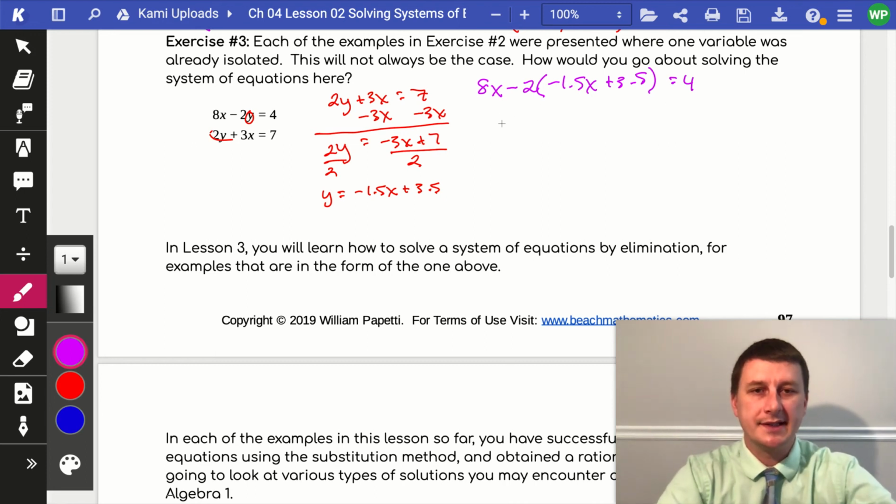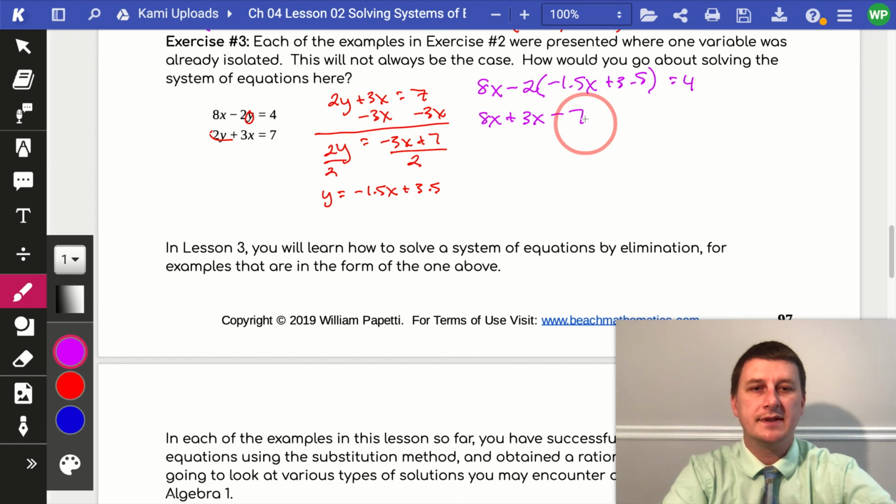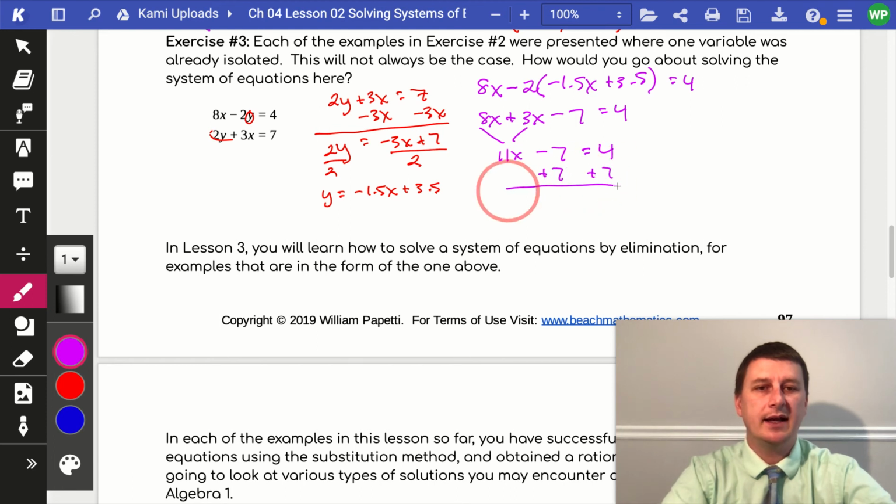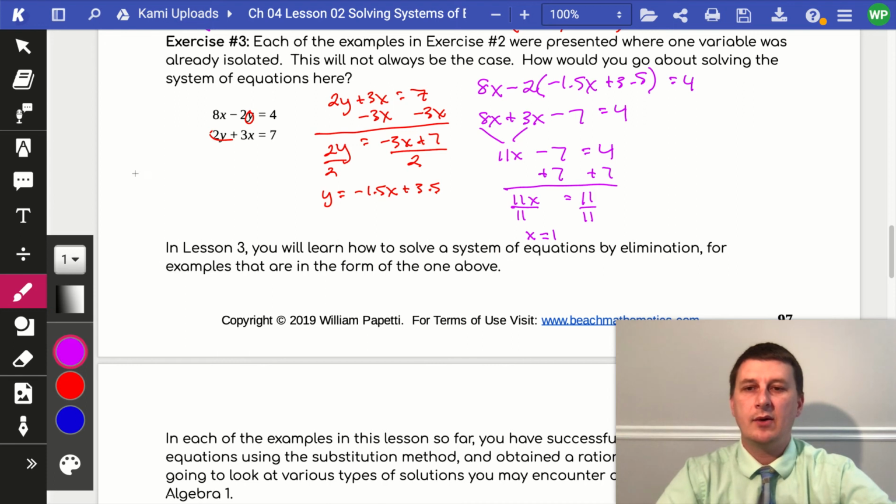Now we can simplify this as 8x, negative 2 times negative 1.5 is going to be positive 3x. Negative 2 times 3.5 is going to be negative 7. And that's equal to 4, and that's going to combine to be 11x minus 7 is equal to 4. We can add 7 to both sides to find the value of x. We'll be left with 11x is equal to 11. Finally, when we divide by 11, we'll get x is equal to 1. And that's going to be our x-coordinate, 1 comma something.